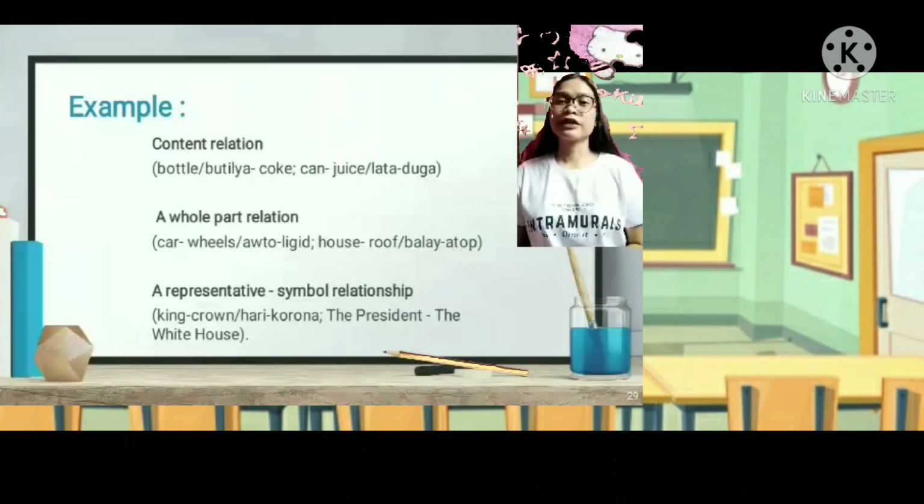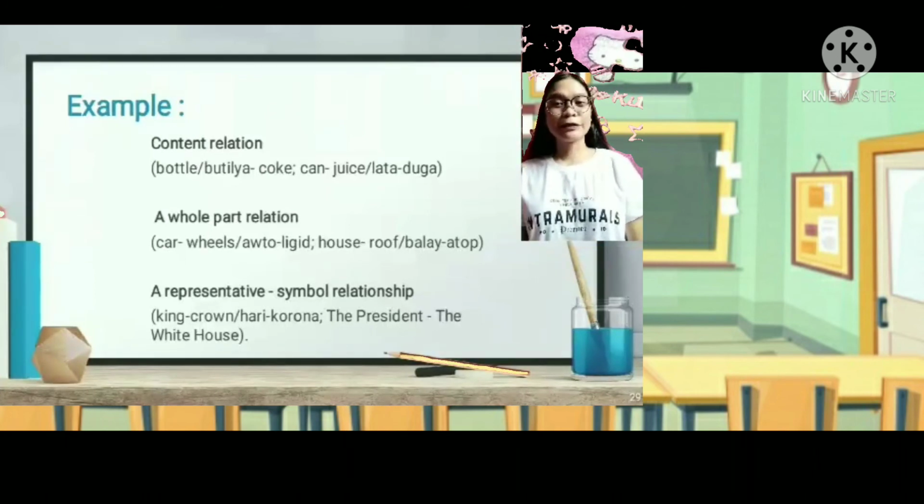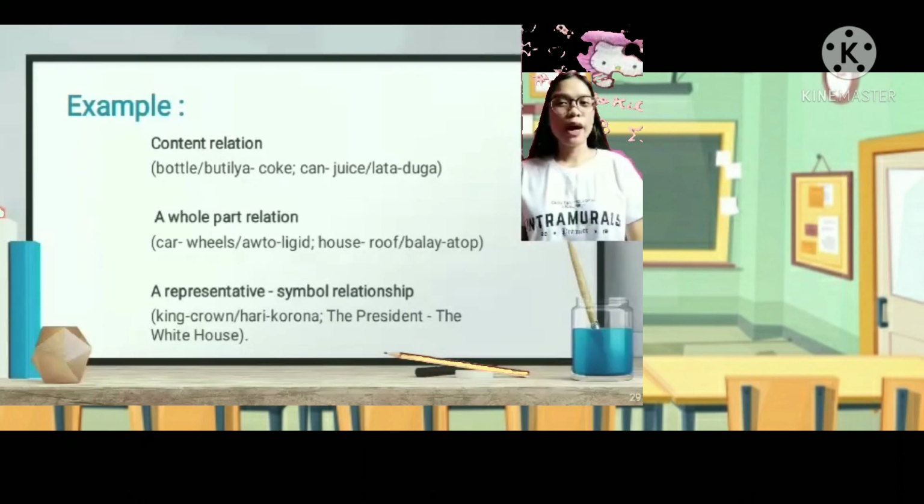The last part is representative, in Cebuano representante, and symbol relationship, in Cebuano simbolo. Example, king and crown, in Cebuano hari ug korona. So the crown symbolizes the king as a representation. Another example is the president and the White House. When we think of the White House, we always see it as a symbol of the president.